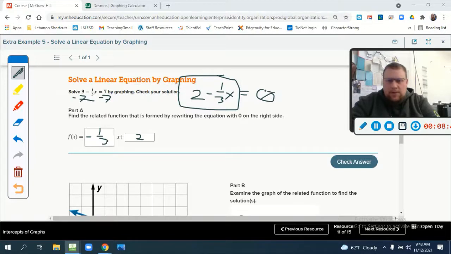Once I got 0, and this is a 0, don't make fun of my zeros. Once I got 0 on the right side, I now can say, all right, this is my function. And I just rearranged it to put negative 1/3 x first. So f of x equals negative 1/3 x plus 2.